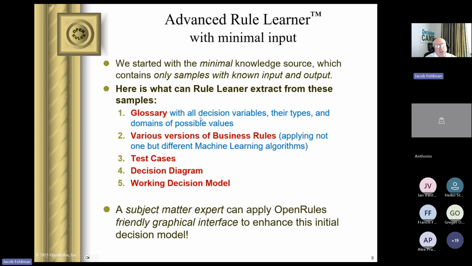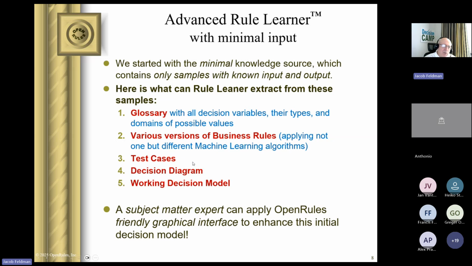It generates a glossary with all decisions and variables, with their types, which it automatically recognizes. Also importantly, it produces all possible values extracted from these examples. It also generates not one set of rules, but different versions of rules applying different machine learning algorithms, or even without machine learning. It can also take advantage of the fact that we already have examples of rules. Maybe we can convert them to almost trivial business rules, but the user can improve them as they wish.